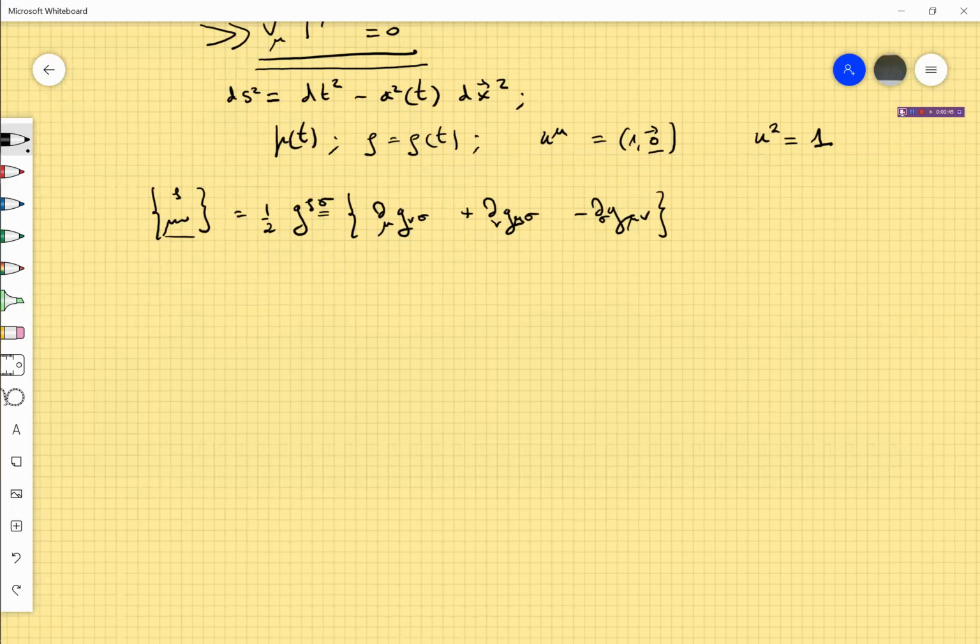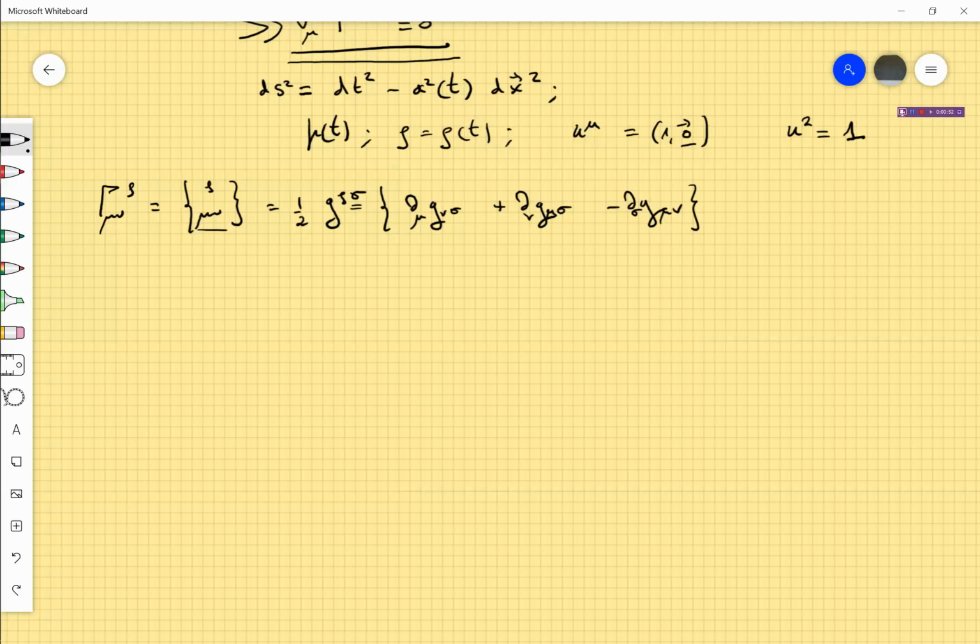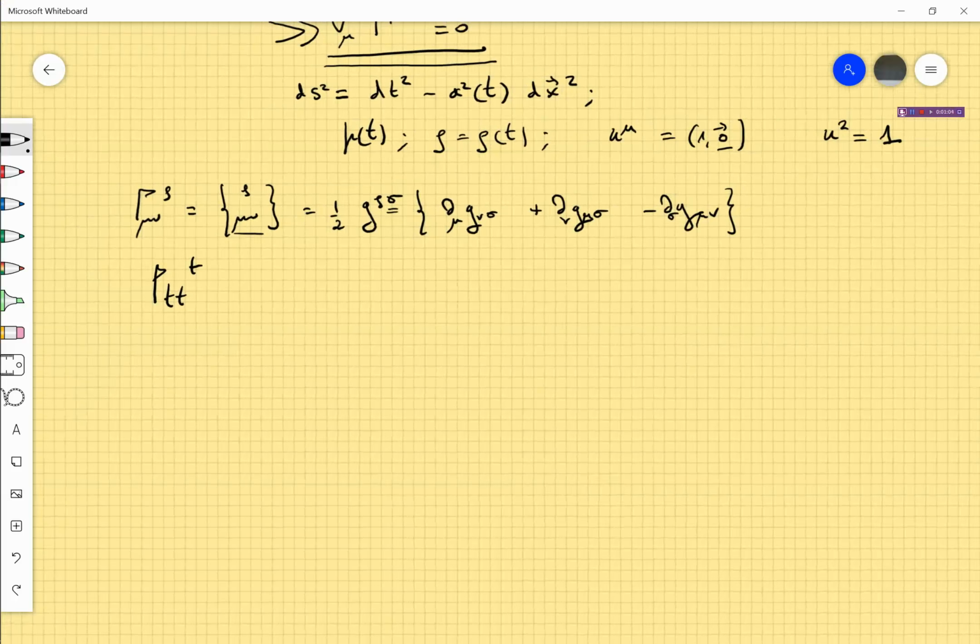Now, this is gamma^mu_{nu rho}, this is the Levi-Civita connection. So let's just start computing systematically the components. So first we would start with gamma^t_{tt}, and then with components gamma^t_{ti} and so on, where i goes from 1 to 3.